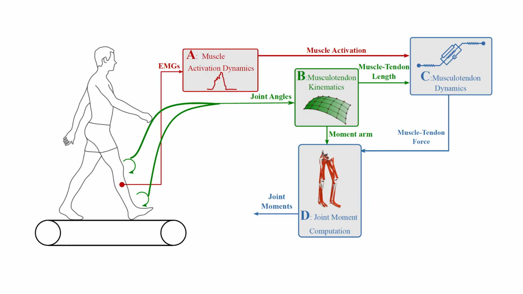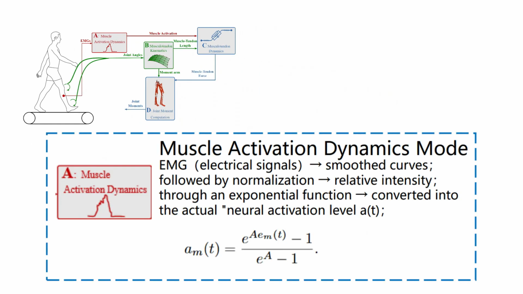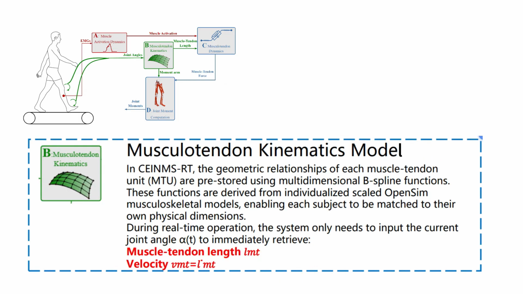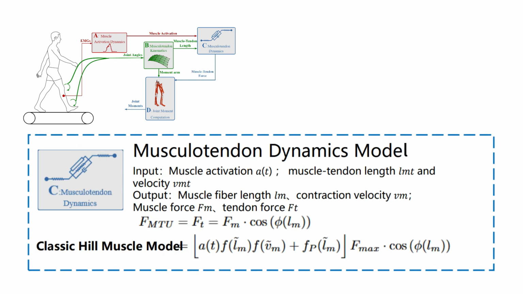So, how does CEINMS-RT actually work? You can think of it as an internal biomechanics engine for the human body. When we move, surface EMG electrodes capture the electrical activity of our muscles. These EMG signals are processed, filtered, rectified, smoothed, and then sent into the CEINMS-RT core model. Inside the model, each muscle has its own physiological identity. Its maximum force, tendon slack length, and force length relationship are all individually calibrated according to the subject's anatomy. The model then uses the strength and timing of EMG signals to calculate muscle activations.